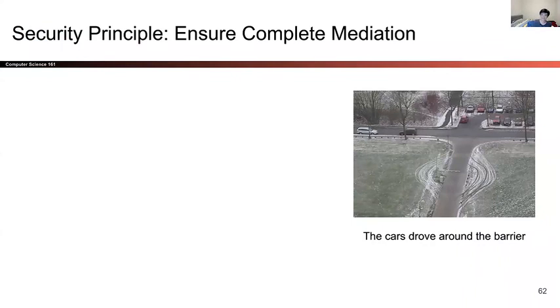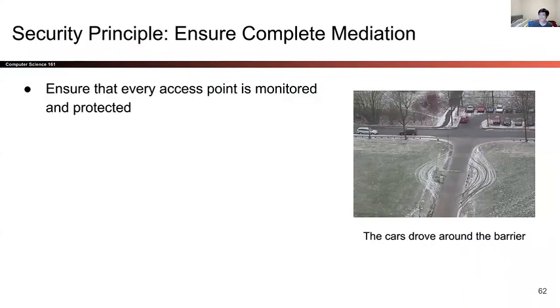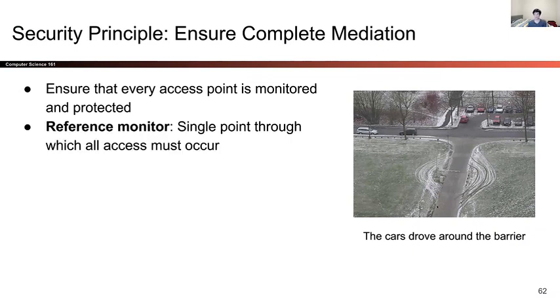The idea here is ensure complete mediation. Californian drivers, I agree. Ensure that every access point is monitored and protected. So, obviously, if anyone wanted to drive through this road, they'd have to go through this, but they failed to consider this entire access point around here. So what they really should do is build a gate and build a fence on both sides of this so that all traffic has to go through this. So what this is called is a reference monitor, which is a single point through which all access must occur.